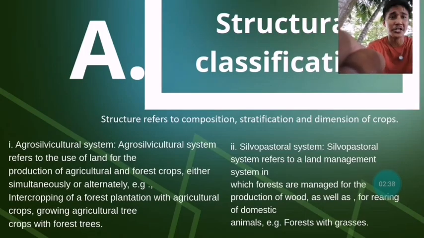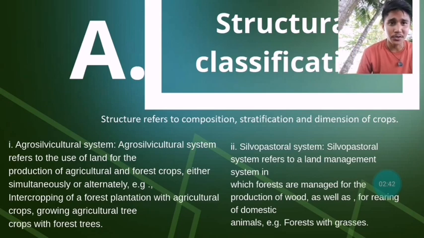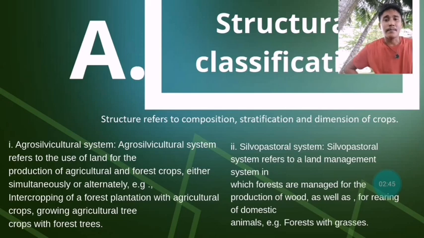For the structural classification, it is based on composition, stratification, and dimension of the crops. Number one is the agro-silvicultural system. These are the types of agroforestry systems. The agro-silvicultural system refers to the use of land for the production of agricultural and forest crops. It means the components in this system are woody plants and crops, a combination of the two found in the area. For example, the intercropping of forest plantation with agricultural crops, growing crops in the forest, a combination of trees and crops.